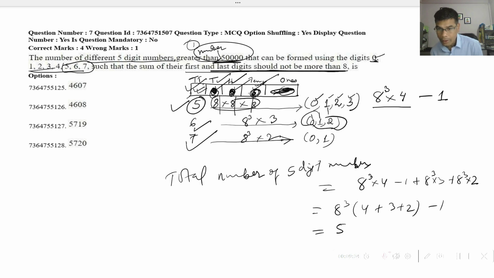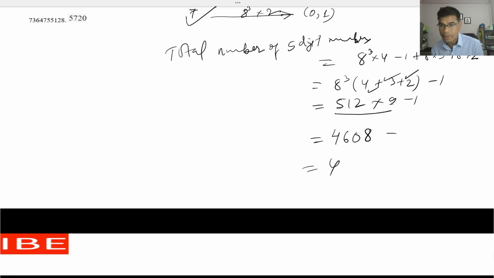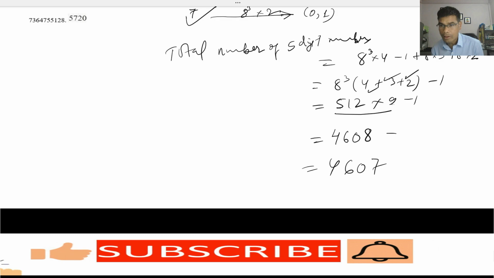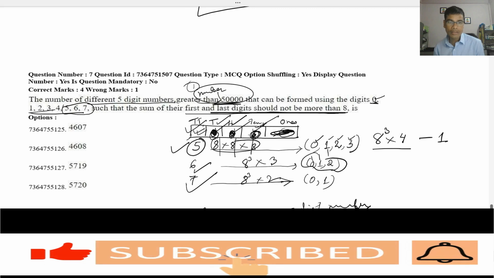So 8 cubed is 512. Then 4 plus 3 plus 2 is 9, minus 1. If we multiply this, 9 times 2 is 18, 9 times 1 is 9 plus 1 is 10, 9, 5, 45, so 4608 minus 1, which is equal to 4607. Let us see whether this option is there or not. So yes, your correct option is 4607.